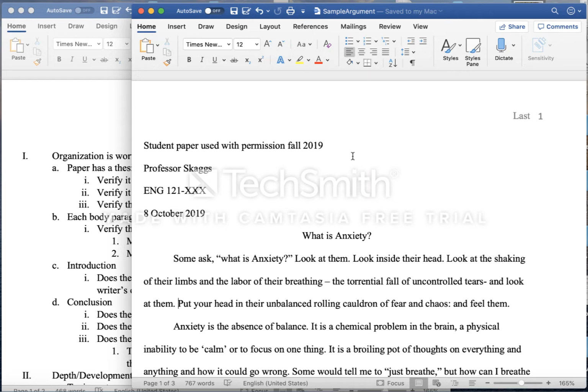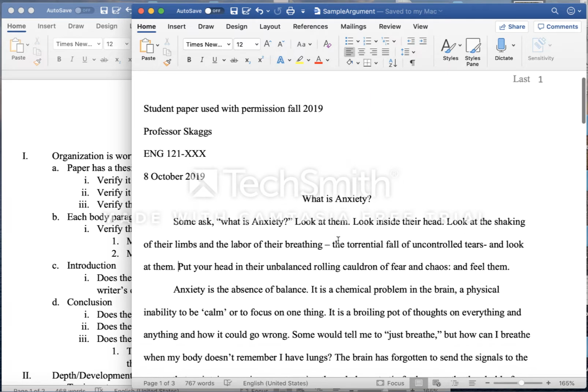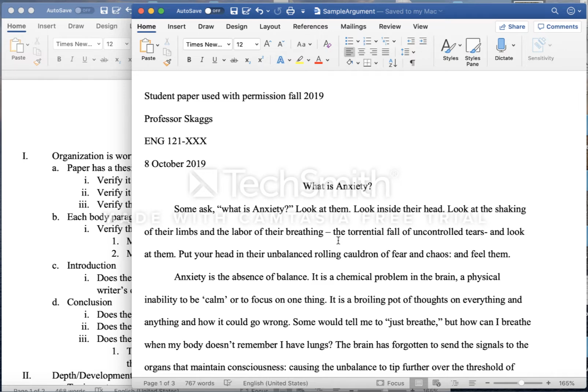And this is the student paper. I do have student permission to use this. She wrote on what is anxiety, and she used quite a bit of Parker's organization. You're not required to do that, but it worked really effectively for her. One of the things was to verify that the thesis statement is the last sentence of the paragraph, and indeed it is. But one of the first things I notice is that it's not underlined. And remember, you lose 5 points off the top if you don't have your thesis statement underlined.